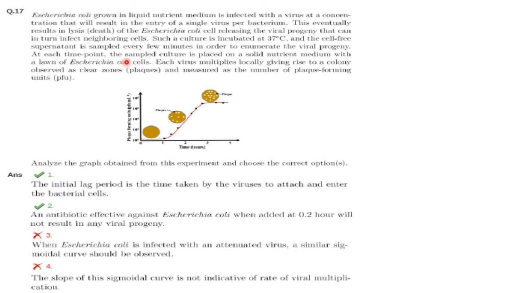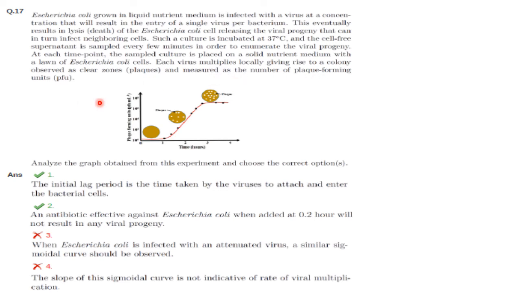At each time point, the sampled culture is placed on solid nutrient medium with a lawn of Escherichia coli. Each virus multiplies locally, giving rise to a colony observed as clear zones or plaques and measured as the number of plaque forming units.